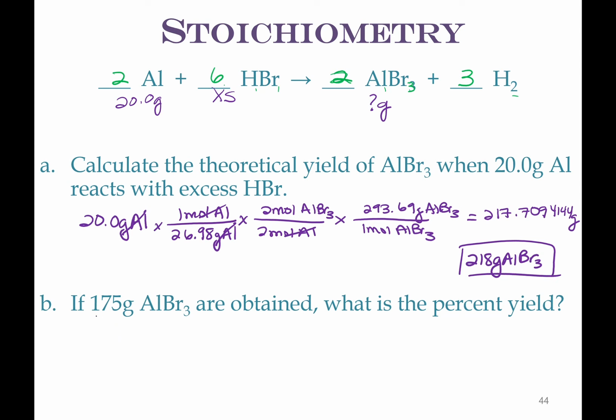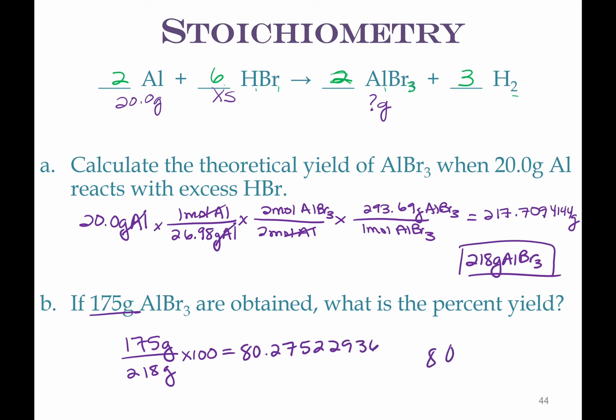Now down here, if this is our actual yield, if we actually got 175 grams of aluminum bromide and we could have gotten 218 grams, what was our percent yield? So 175 divided by 218 gives us 80.2936, or 80.3% yield. And that percent is your unit, so make sure you have that in there.